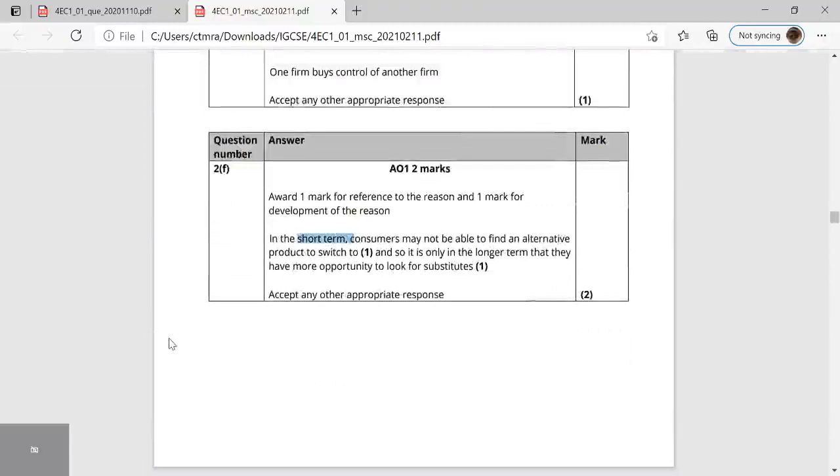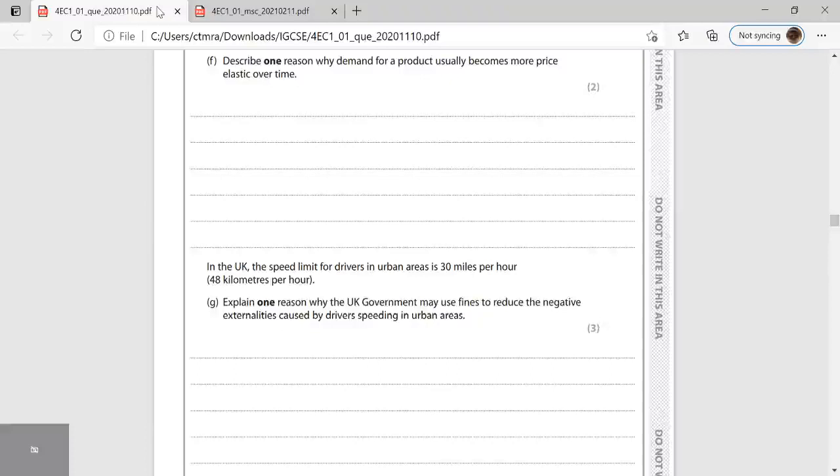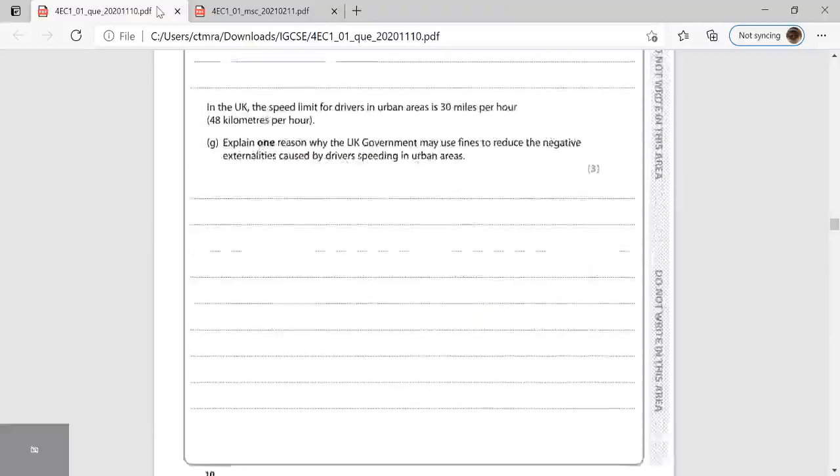So in the short run, customers may not be able to find an alternative. So we need time to look for an alternative. That's why in the short run we are price inelastic. Demand for goods or services is price inelastic because we don't have any alternative to switch to. But in the long run, what happened? We'll find a substitute and we can switch. So time is an important factor. You just need to explain that factor.